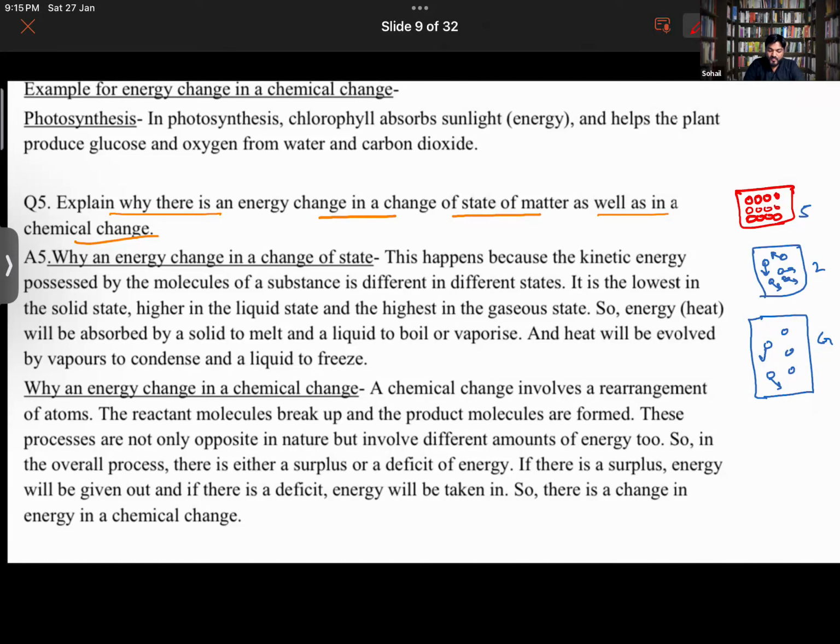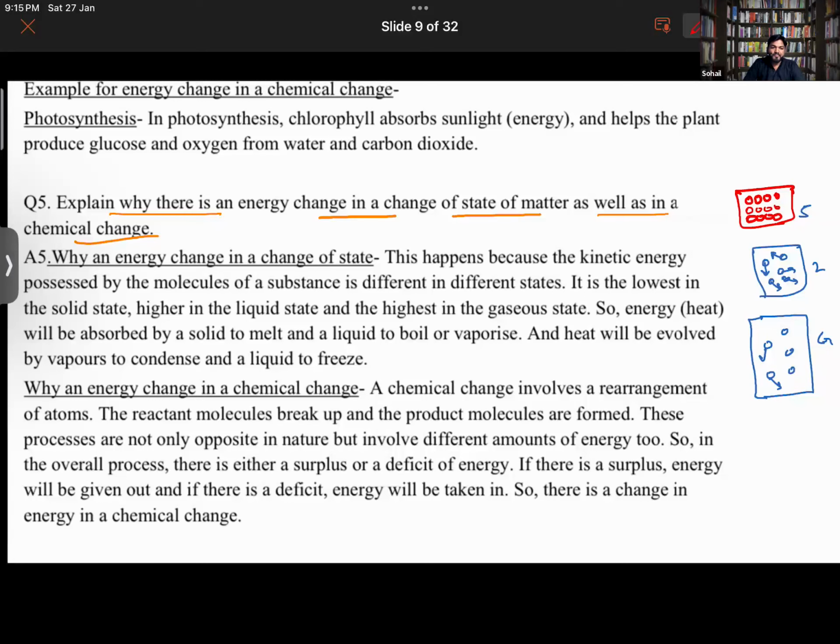Getting it now, guys? So kinetic energy, can I say that in solid it will be lowest? Yes. Since the particles are in a solid, kinetic energy will be lowest because the particles have very little space to move about. When we look at the liquid, particles are more free to move, and in gases they have the maximum amount of space to move here and there.